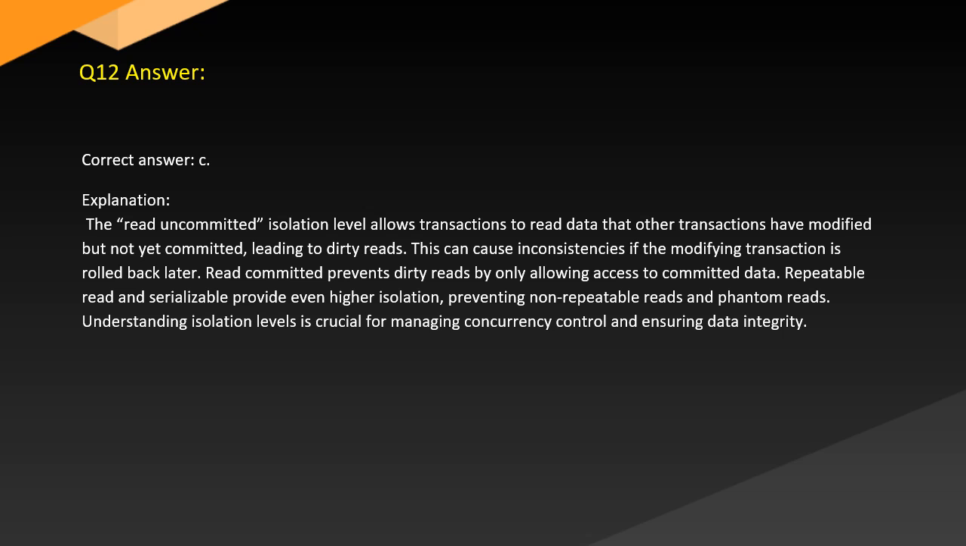Read committed prevents dirty reads by only allowing access to committed data. Repeatable read and serializable provide even higher isolation, preventing non-repeatable reads and phantom reads. Understanding isolation levels is crucial for managing concurrency control and ensuring data integrity.